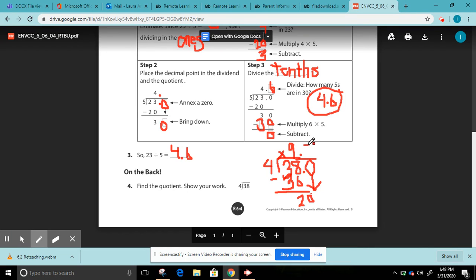You said 5, that's correct. It goes into it evenly. 5 times 4 is 20. And 20 minus 20 is 0. Okay, so 38 divided by 4 is 9 and 5 tenths.